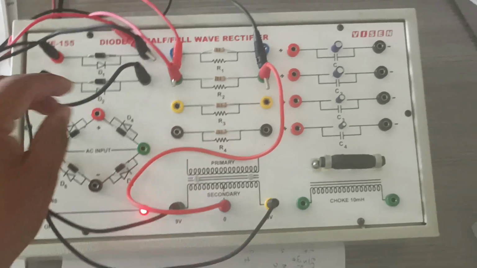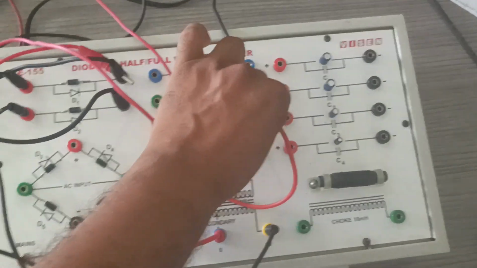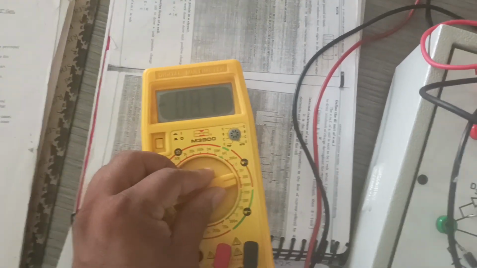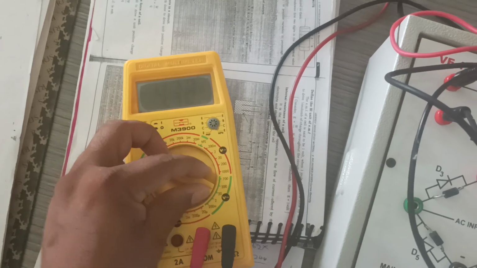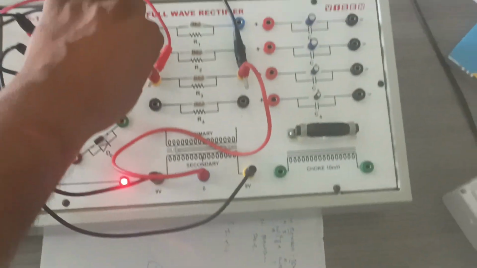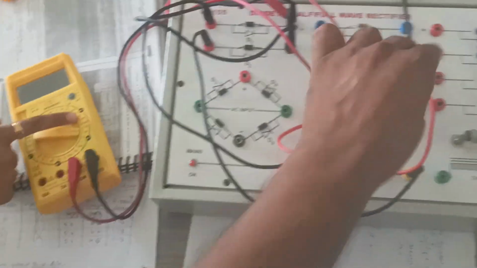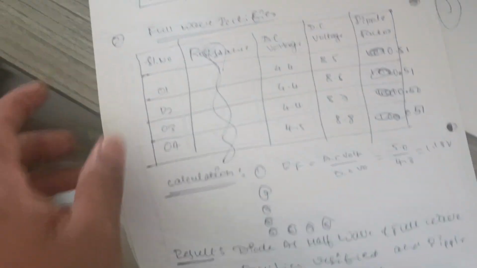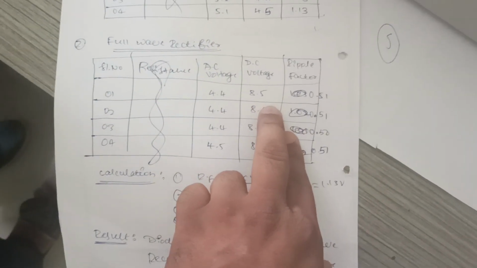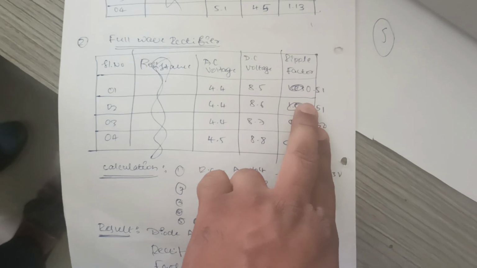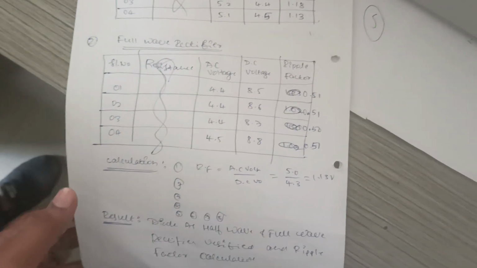Similarly we can take the other two readings using R3. Again we get DC volt and AC volt. This is DC and this one is AC. Similarly we can calculate the final reading, the last one. After calculation, we get this type of reading. For full wave rectifier, AC voltage is 4.4, DC voltage is 8.5, and ripple factor is 0.51. Similarly we can calculate all four resistances.